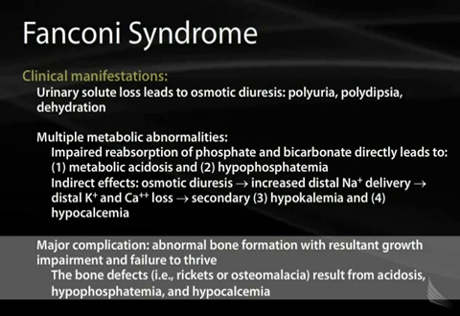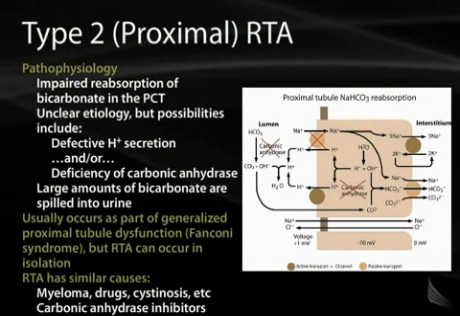The bone defects result from multiple mechanisms. The metabolic acidosis, which promotes buffering of the acid load from bone, the hypophosphatemia, which is necessary for normal bone mineral formation, as well as the urinary calcium loss. Type 2, or proximal RTA, is essentially dysfunction of the proximal convoluted tubules, in direct coupling of sodium and bicarbonate reabsorption.